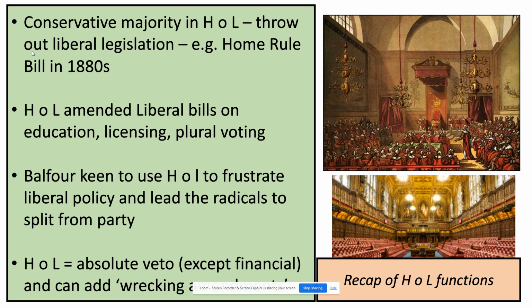That is, in theory, allowing the bill to pass, but it's a wrecking amendment because obviously the Liberals aren't going to do that. So Balfour, who is still the leader of the Conservative Party, is using the Conservative dominance in the House of Lords to really frustrate Liberal policy. And the motivation behind this is to lead the radicals in the Liberal Party and the Labour Party to split. So they're basically trying to recreate the 1886 split of the Liberal Party over Home Rule.